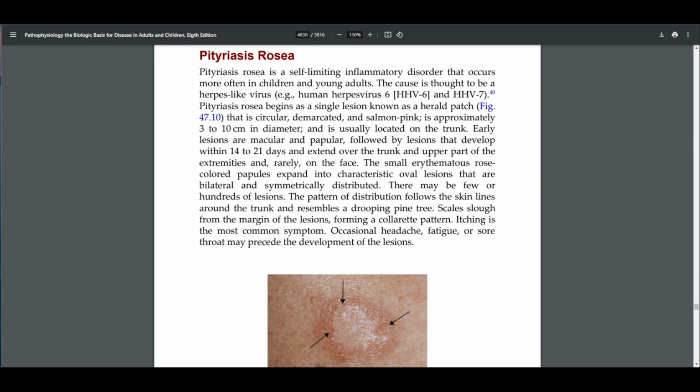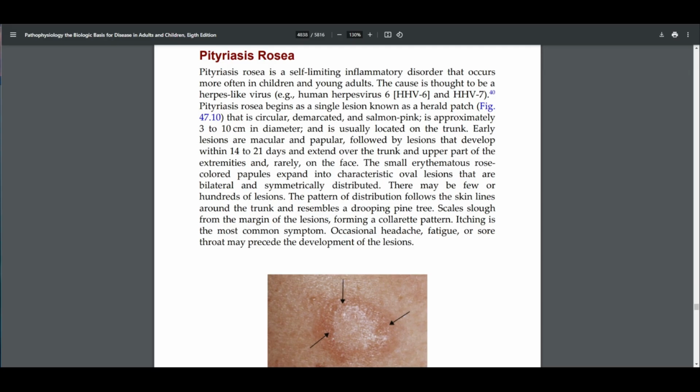Early lesions are macular and papular, followed by lesions that develop within 14 to 21 days and extend over the trunk and upper part of the extremities, and rarely on the face. The small erythematous, rose-colored papules expand into characteristic oval lesions that are bilateral and symmetrically distributed. There may be few or hundreds of lesions. The pattern of distribution follows the skin lines around the trunk and resembles a drooping pine tree. Scales slough from the margin of the lesion, forming a collarette pattern.